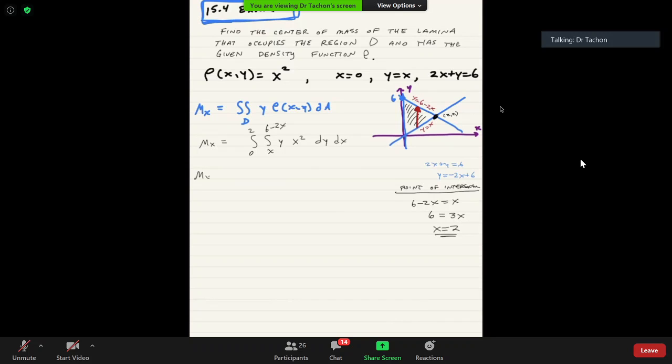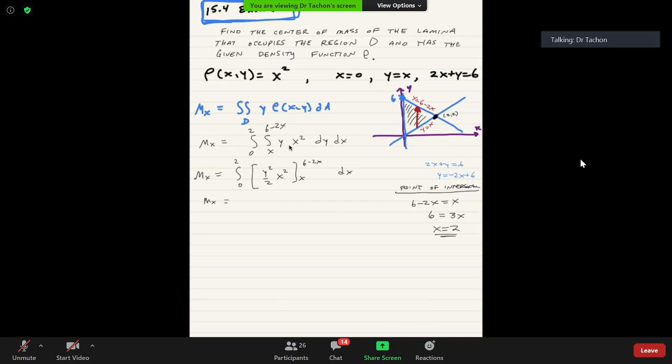So you get the moment with respect to x. Are we good with the formula over there? So the moment with respect to x, you have 0 to 2. Integrate this with respect to y. This is going to give us y squared over 2 times x squared, isn't it? We want to evaluate this from x to 6 minus 2x, and then we'll do dx here.